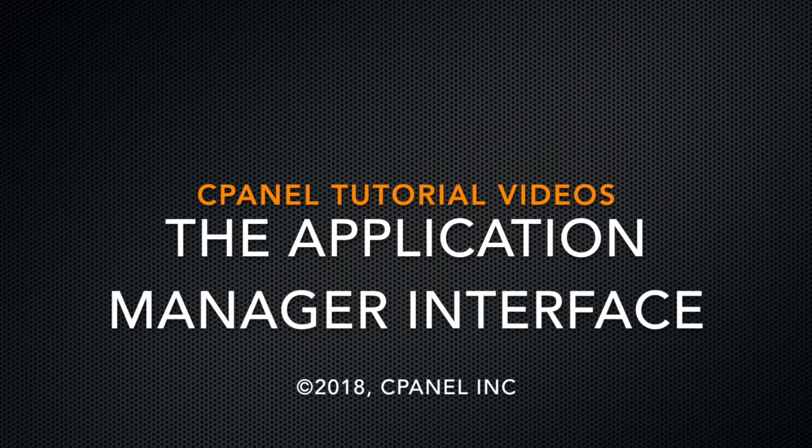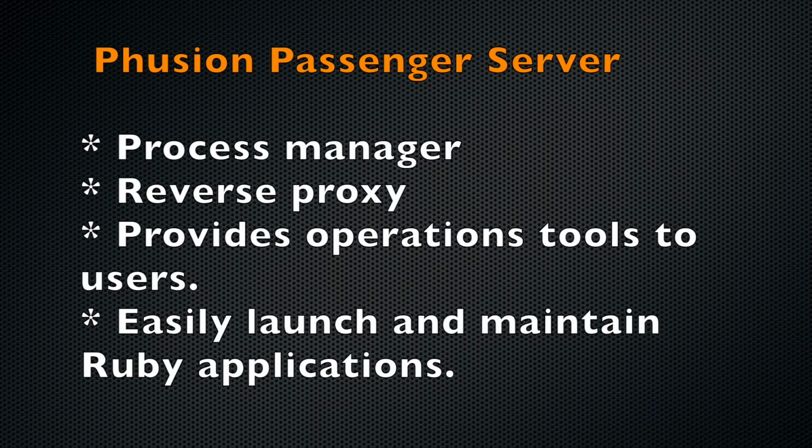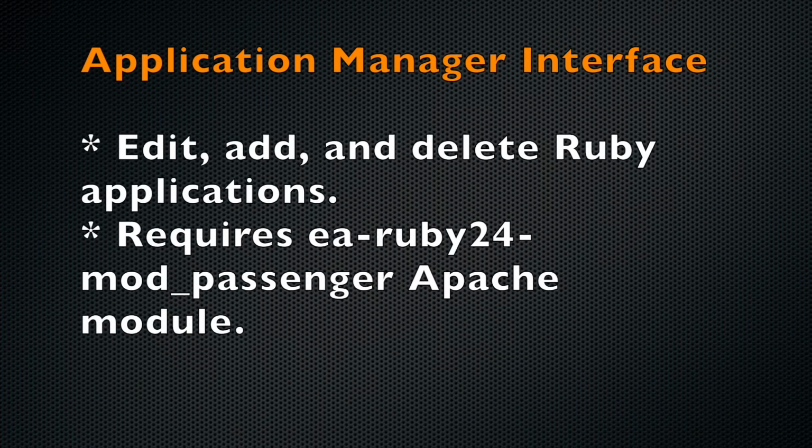Today, we're going to explore cPanel's Application Manager interface. The Application Manager interface operates together with the Fusion Passenger Application Server. The Fusion Passenger Application Server functions as a process manager, a reverse proxy, and provides operational tools to its users. This allows users to quickly launch and easily maintain Ruby applications. The Application Manager interface allows you to edit, add, and delete applications from your account.